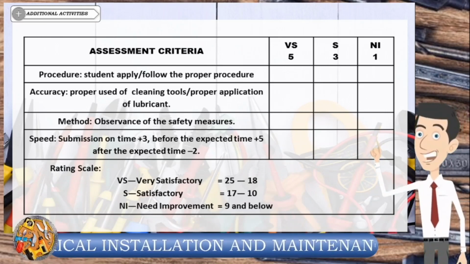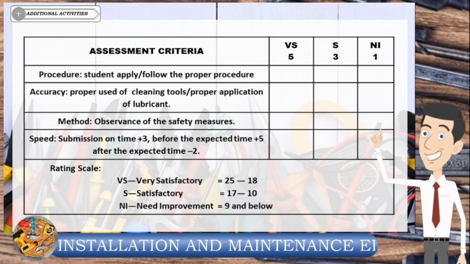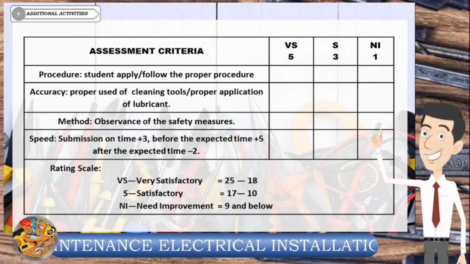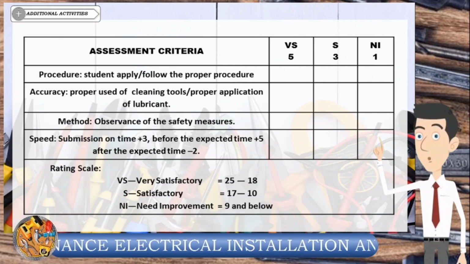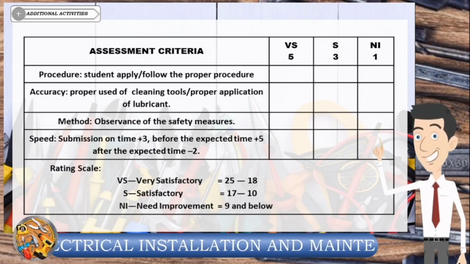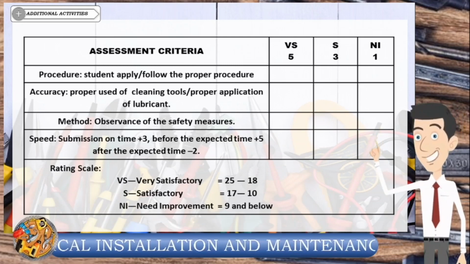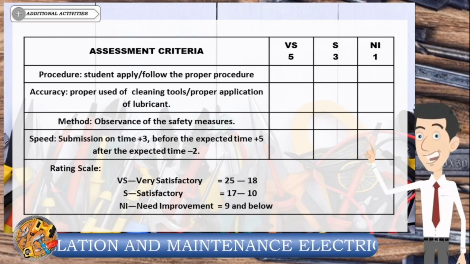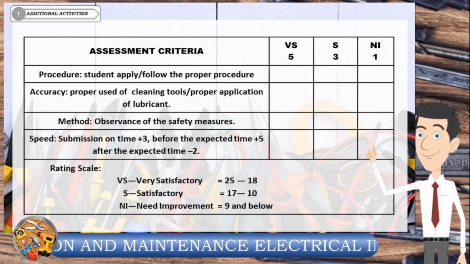Rating scale. If you got VS, which stands for very satisfactory, it is equivalent to 25 to 18. If you get S, satisfactory, it is equivalent to 17 to 10. And if you get NI, which is equivalent to needs improvement, you get only 9 and below.